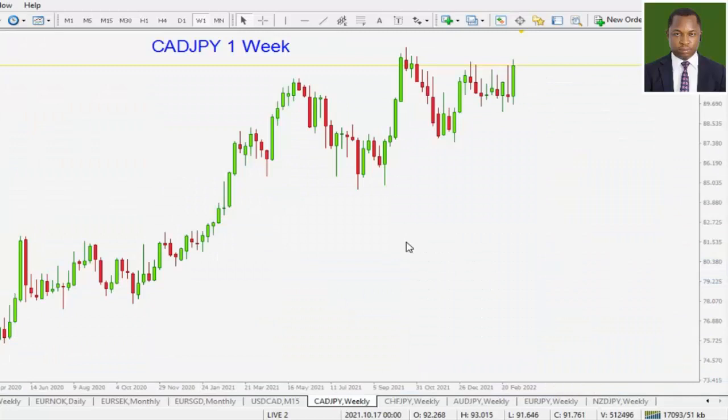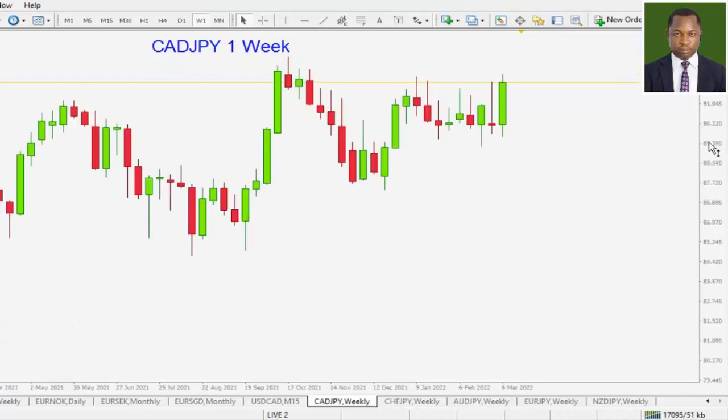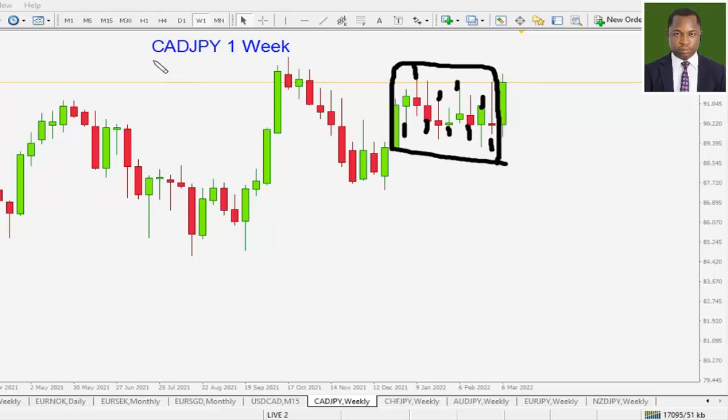Okay, first is the Canadian dollar against the Japanese yen. This is the weekly time frame. Well, let me zoom in this chart a bit. You can see that for the past so many weeks, let's start from here: 1, 2, 3, 4, 5, 6, 7, 8, 9 weeks. All right, 9 whole weeks so far for the Canadian dollar against the Japanese yen. That's about plus 2 months.